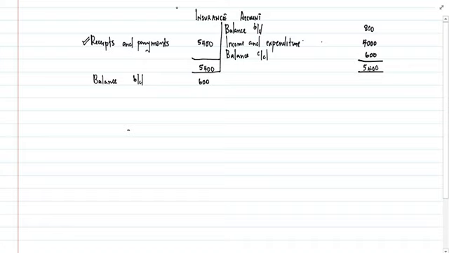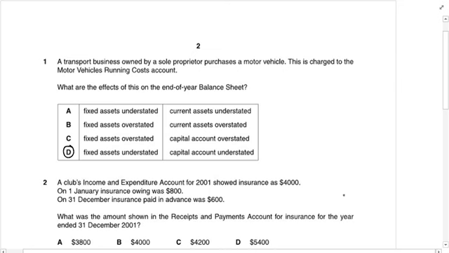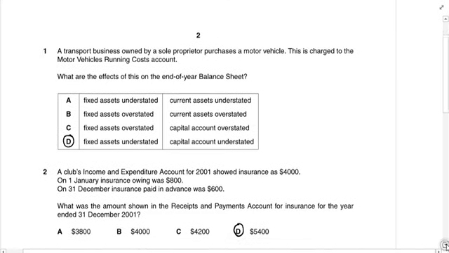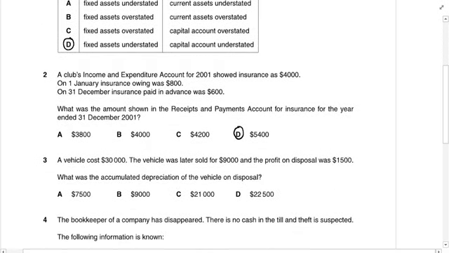So we go back to our question and see where this is found, right? This is found at letter D. So that's the correct answer. Everything else doesn't make sense for us, right? A vehicle costs 30,000. The vehicle was later sold for 9,000 and the profit on disposal was 1,500. What was the accumulated depreciation?